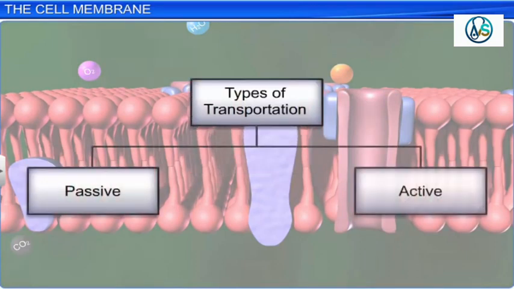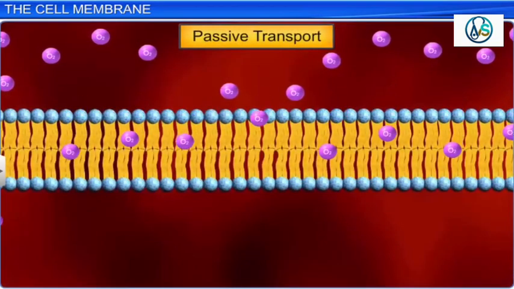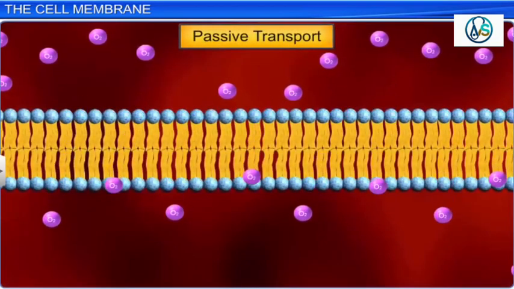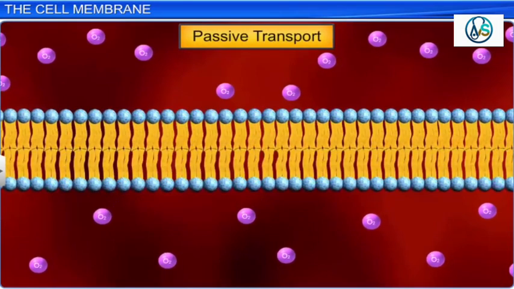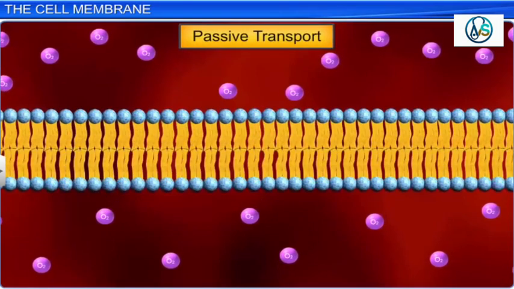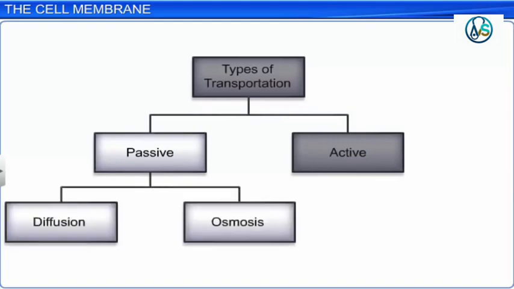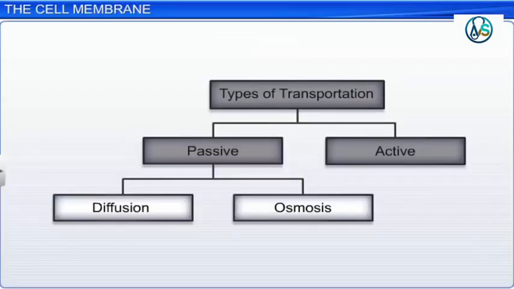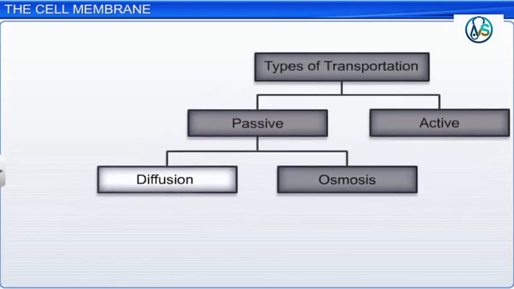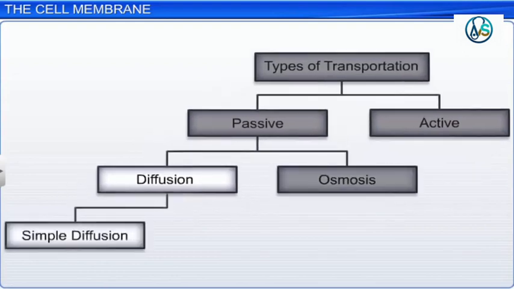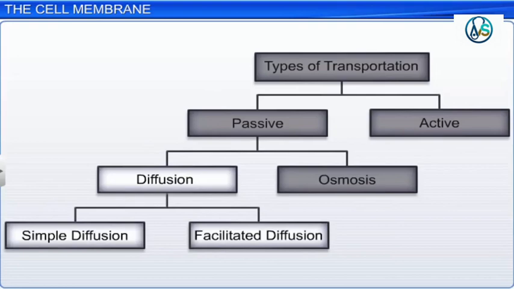In passive transport, substances require no metabolic energy to move across the membrane. Passive transport occurs either through diffusion or osmosis. In a cell membrane, we observe simple diffusion and facilitated diffusion.